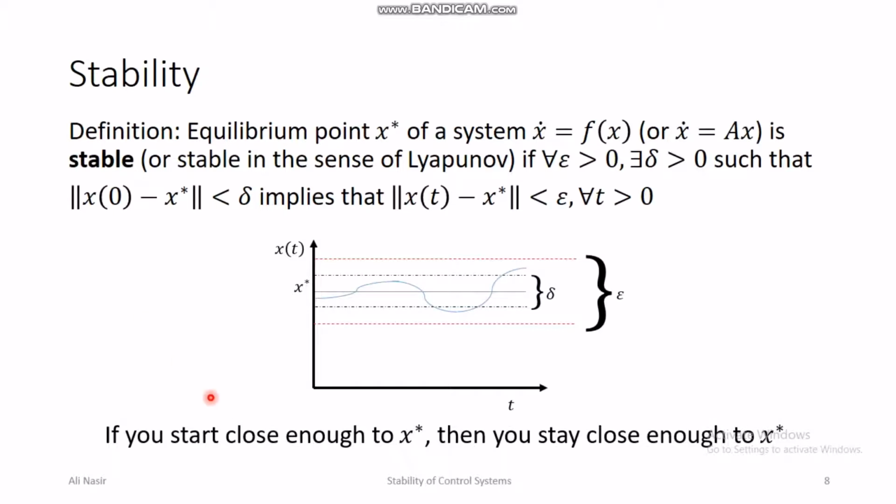So the crux or the summary of the stability definition is that if you start close enough to the equilibrium point, then you stay close enough to the equilibrium point.